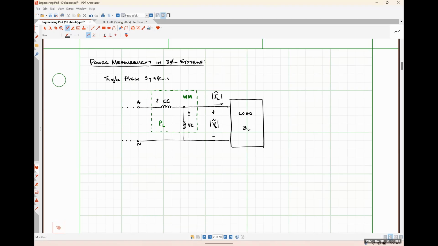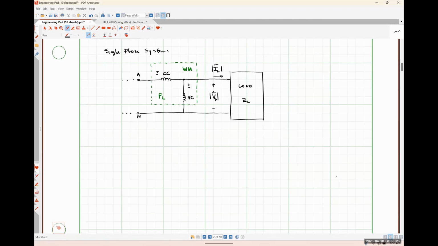But the watt meter is the thing that's going to tell us the average power that's absorbed, which is usually what we're interested in because that's what we're paying for. Okay. So this is our setup for a single phase system. We could pretty easily adapt this to a three-phase system, and it might look something like this.